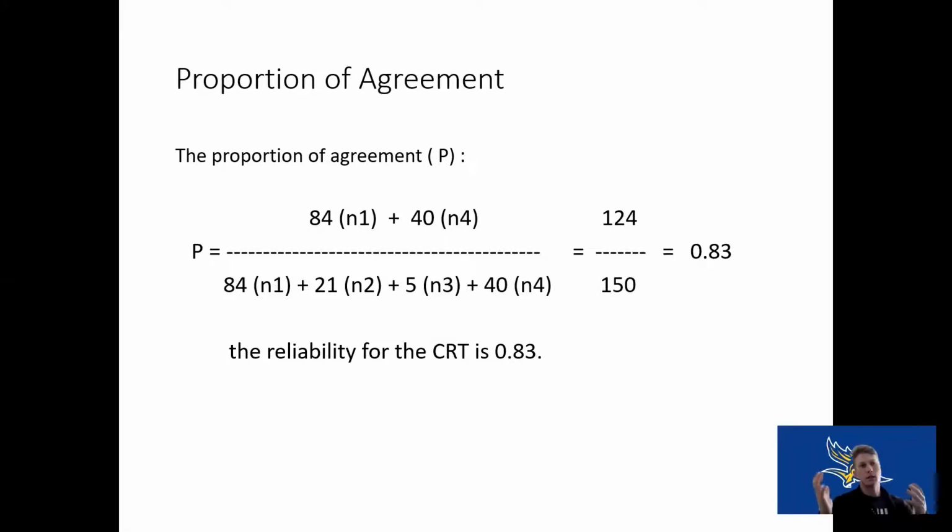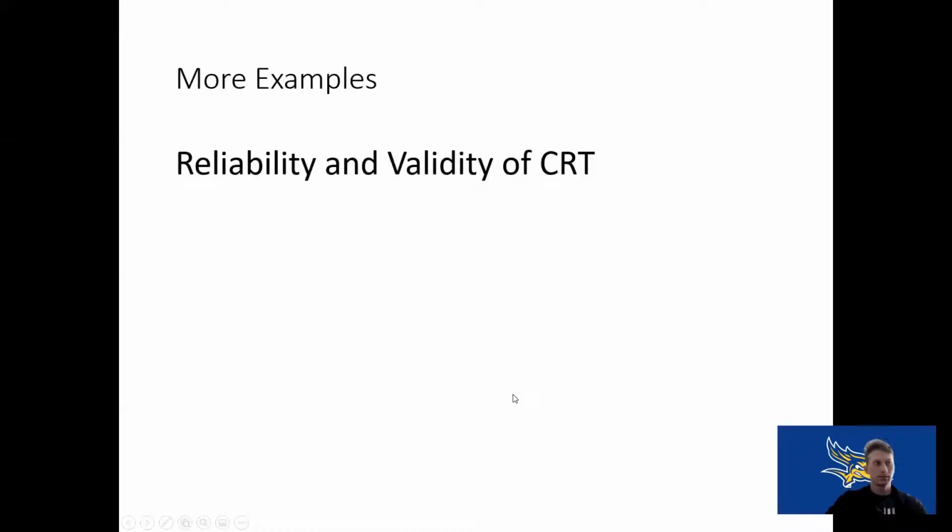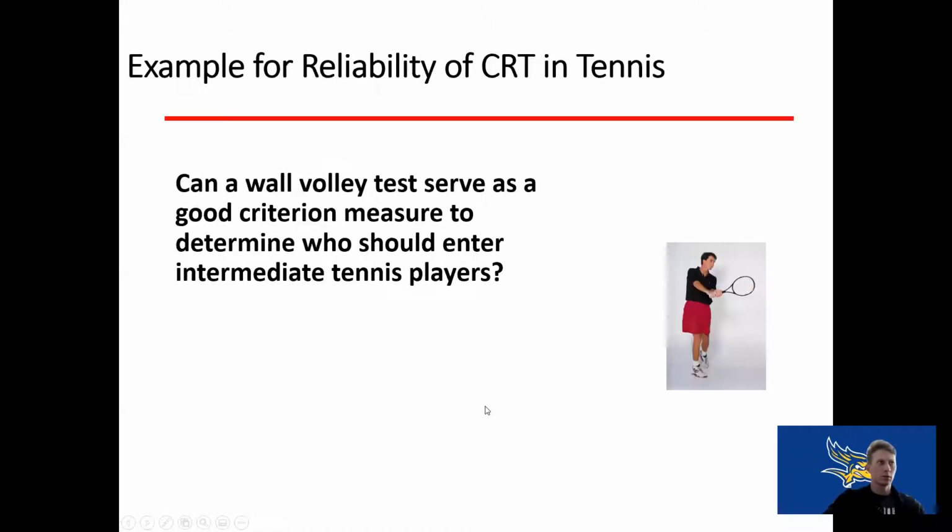So we're looking at this as an individual cutoff point and at how well this test repeatedly measures the same individual passing both times or failing both times. In this case, only 17% of the time would a participant pass in one scenario and fail in another. So this is good reliability. Let's look at a couple more examples.